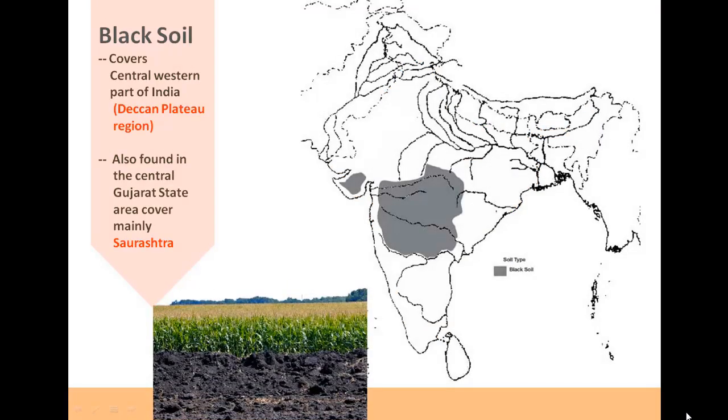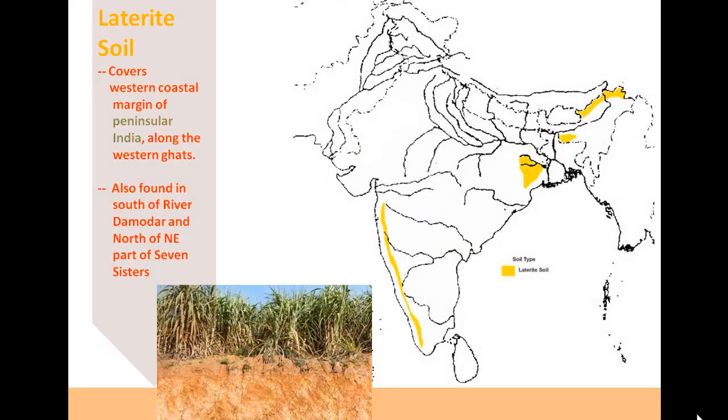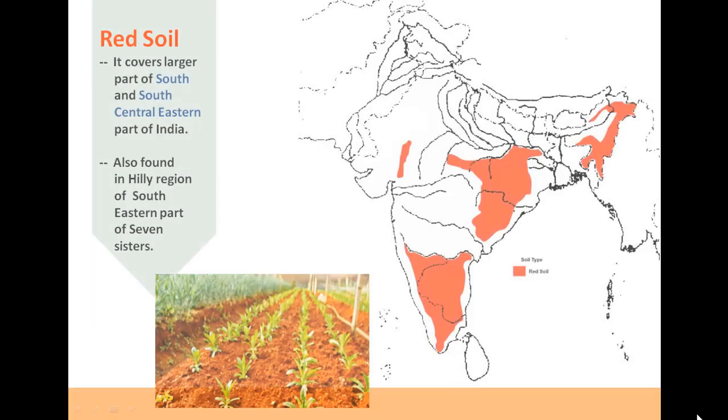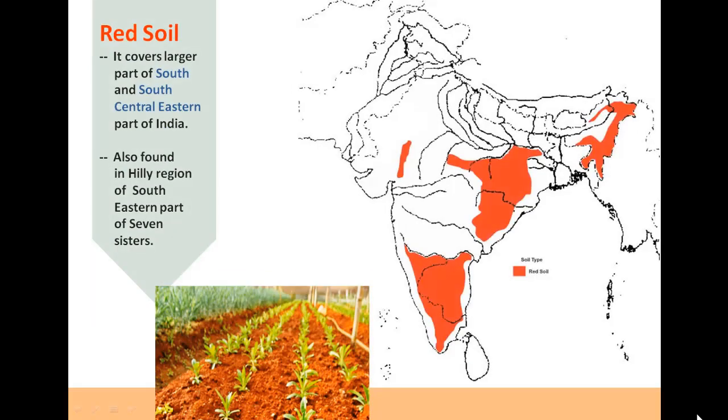Black soil. It covers central western part of India, Deccan Plateau region, also found in the central Gujarat state, area covering mainly Saurashtra. Laterite soil. Covers western coastal margin of peninsular India, along the Western Ghats, also found in the south of river Damodar and north of northeastern parts of Seven Sisters. Red soil. It covers larger part of south and south central eastern part of India, also found in the hilly regions of south eastern parts of Seven Sisters.